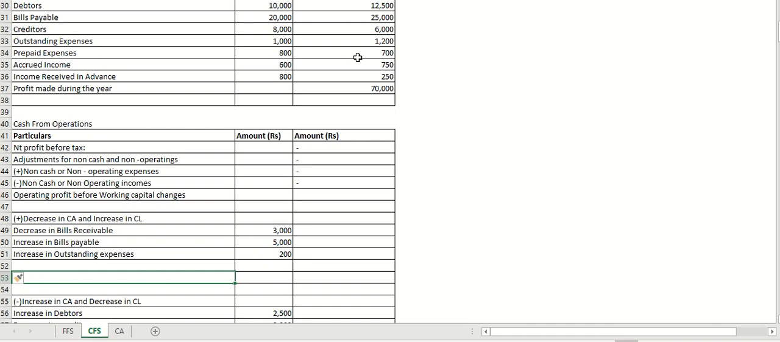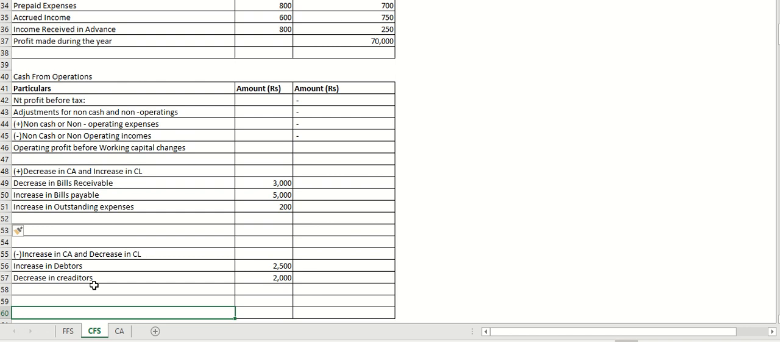Prepaid expenses has decreased. Prepaid expenses is a current asset. So a decrease in prepaid expenses, which is a current asset, has decreased, so you will add it.